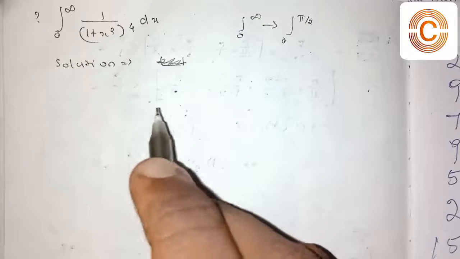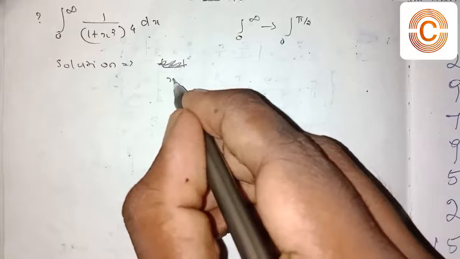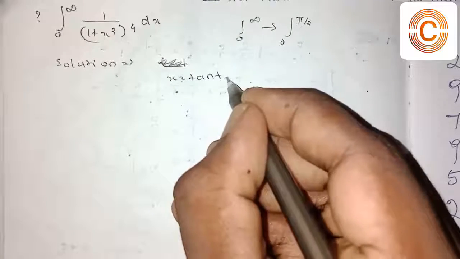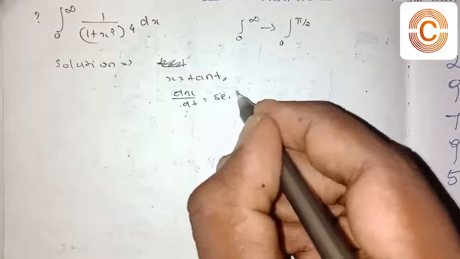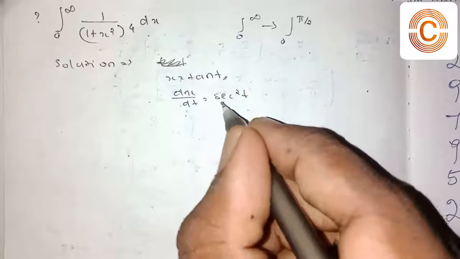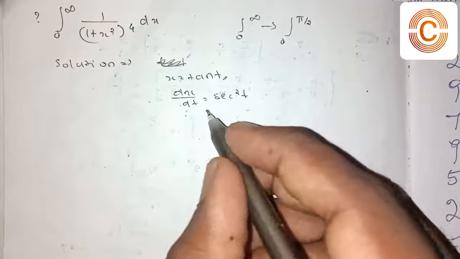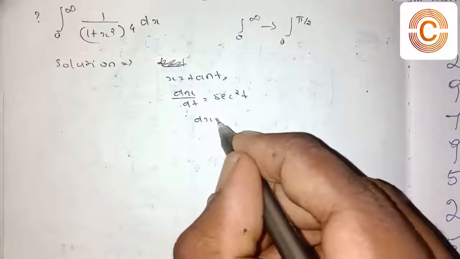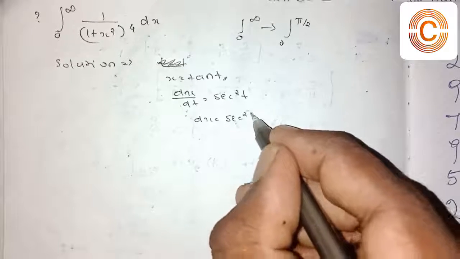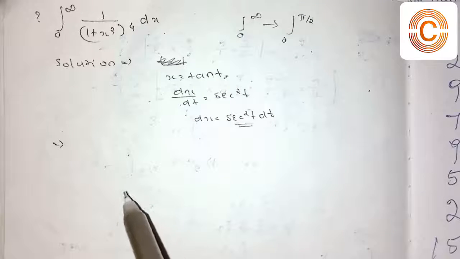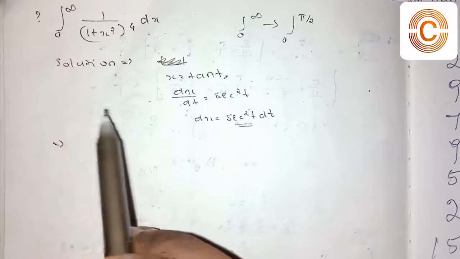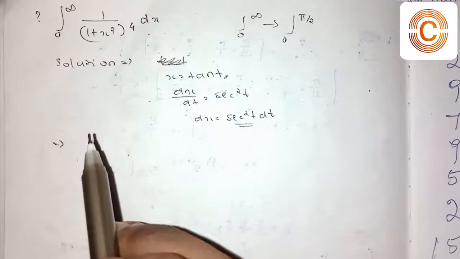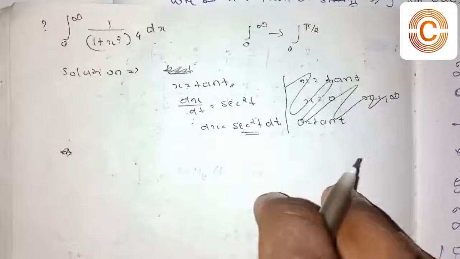From the question we can substitute x is equal to tan t. So dx divided by dt is equal to sec square t, that is the derivative of tan t, which is sec square t. Then the value for dx is equal to sec square t into dt. Note that before writing this equation, we want to convert the limits also, that is 0 and infinity into 0 and pi by 2. But how? Let's check it out.